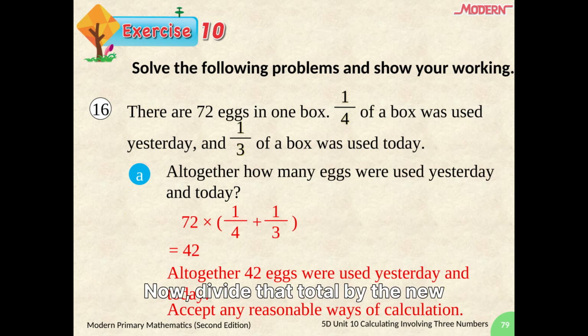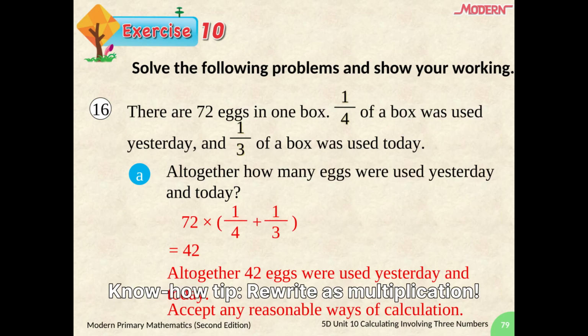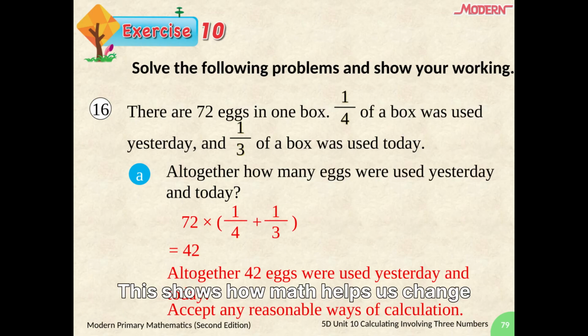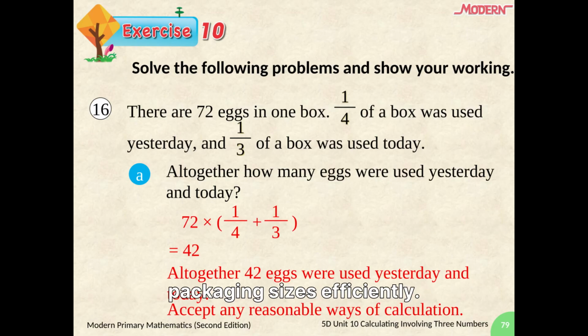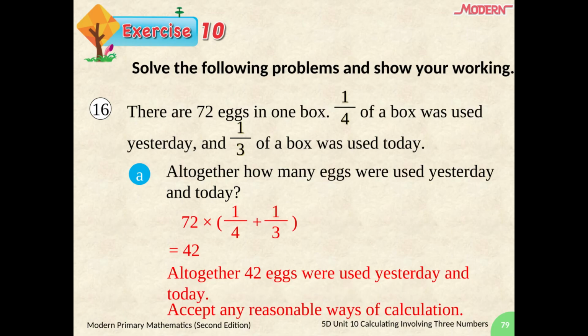Now divide that total by the new pack weight. 15/2 divided by 3/8. Know-how tip, rewrite as multiplication. 15/2 times 8/3. Simplify 15 and 3 to 5 and 1, and 8 and 2 to 4 and 1. 5 times 4 equals 20 packs. This shows how math helps us change packaging sizes efficiently. Remember, find the big total first, then divide into the new pieces.